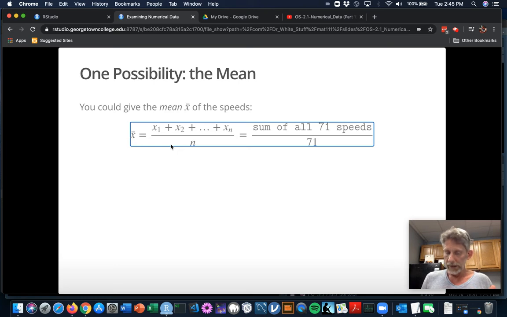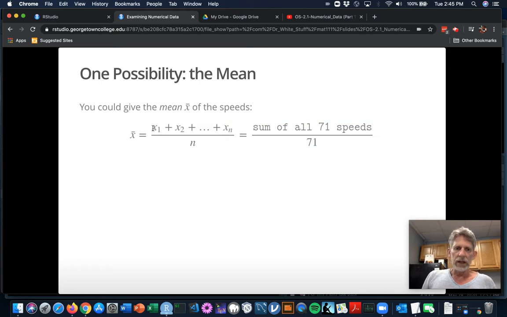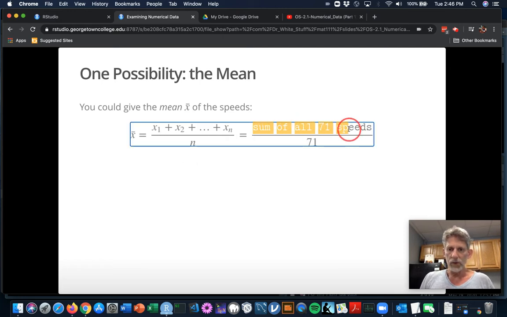The sample mean, the mean of the sample data, is just the sum of the data, which is this stuff on the top, divided by how many items there were in the data in the first place. And that's designated by this number n on the bottom. A lower case n is usually used to indicate the size of the sample. So it's the sum of all the 71 speeds, one speed for each student in the data set, divided by the 71.